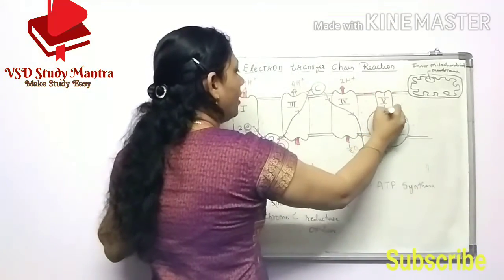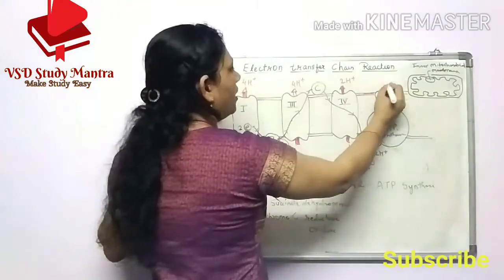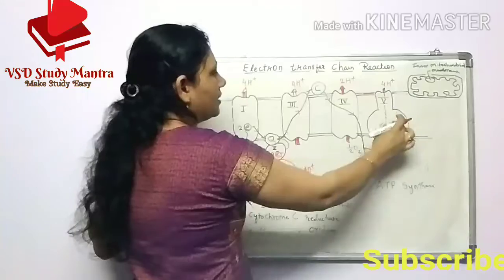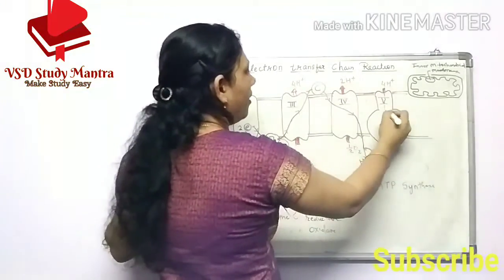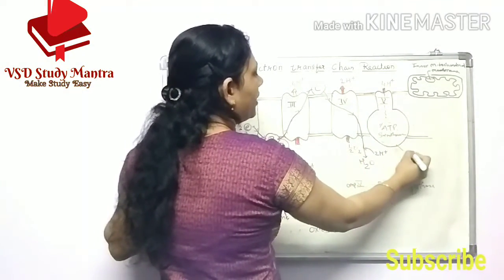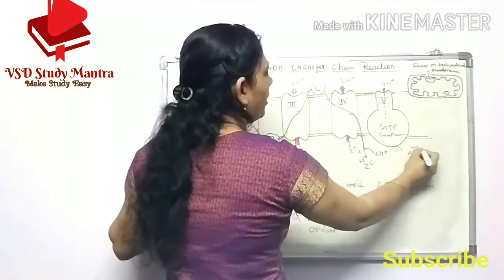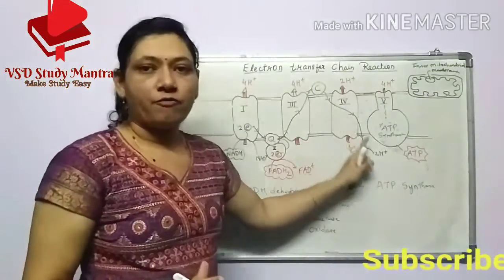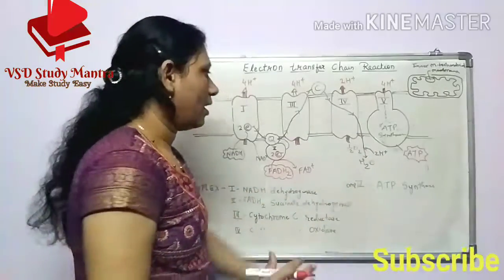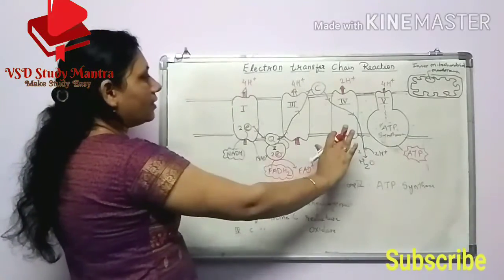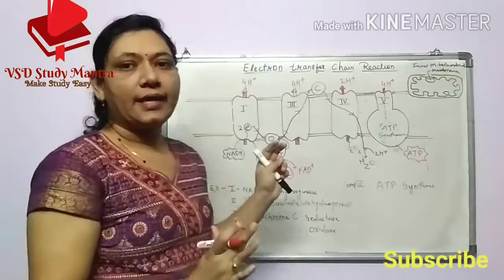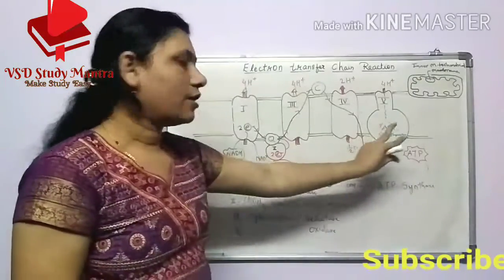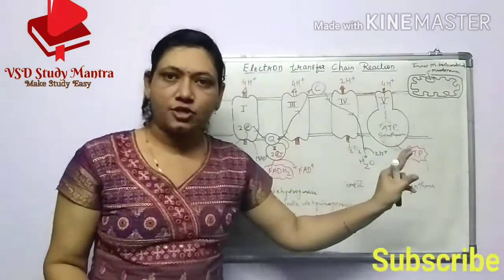All these protons go into the ATP synthase. If 4 protons enter here, it gives 1 ATP. So 4 protons produce 1 ATP. This process is called electron transfer chain reaction. So you understood what the electron transfer chain reaction is?